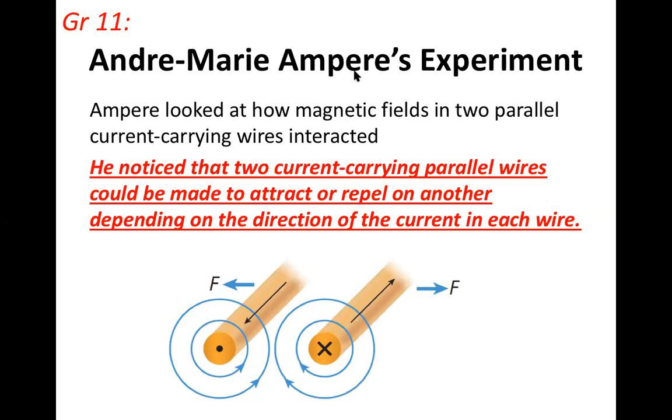Recall from grade 11, you talked about Ampere discovering that for 2 current-carrying parallel wires, there will be an attractive or repulsive force. This is because of the interaction of the magnetic field lines that the current-carrying wires create. In this particular situation, if the wires have opposite current directions, the magnetic field lines are clockwise and counterclockwise, such that they point in the same direction here, and that causes repulsion.